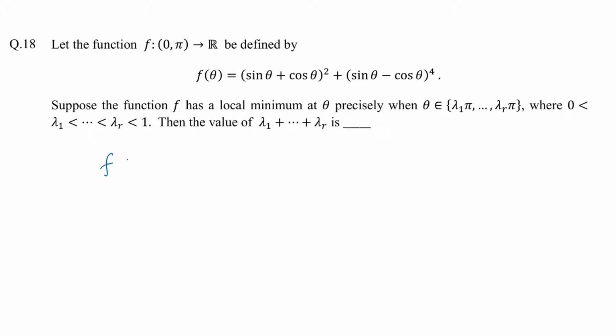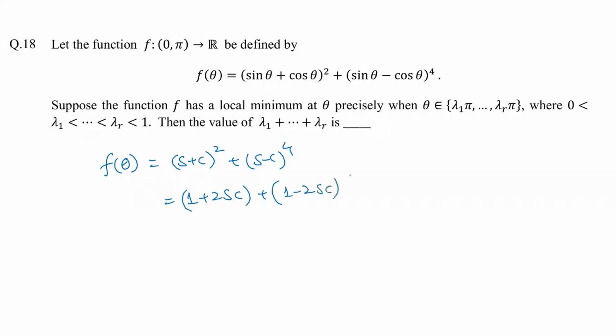So let's start with f of theta here, which is given as (sine theta plus cos theta) whole square, that is (s plus c) whole square plus (s minus c) whole raised to 4. So if I simply expand this one, what are we going to get? This one is going to be sine square plus cos square plus 2 sine cos. And the next one, if I take only one of the squares here, that is going to be sine square plus cos square minus 2 sine cos, whole square. So ultimately this is going to be 1 plus 2 sine cos.